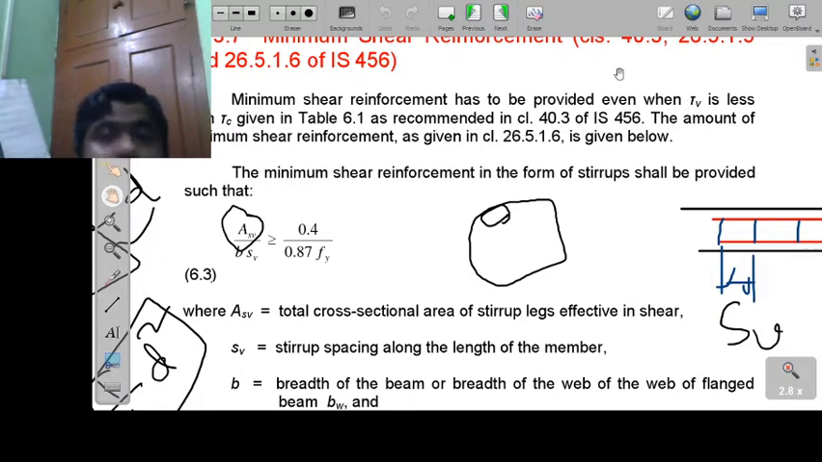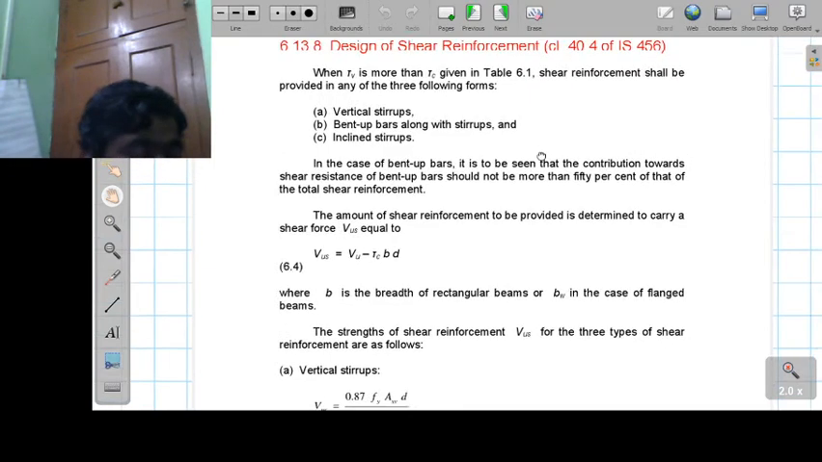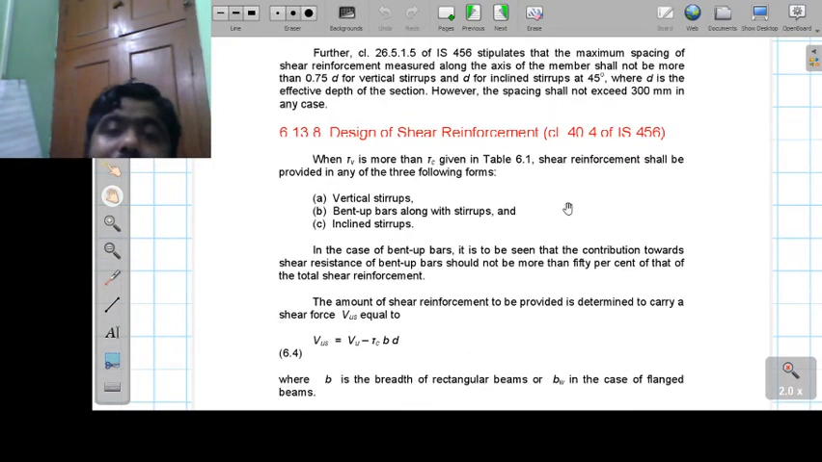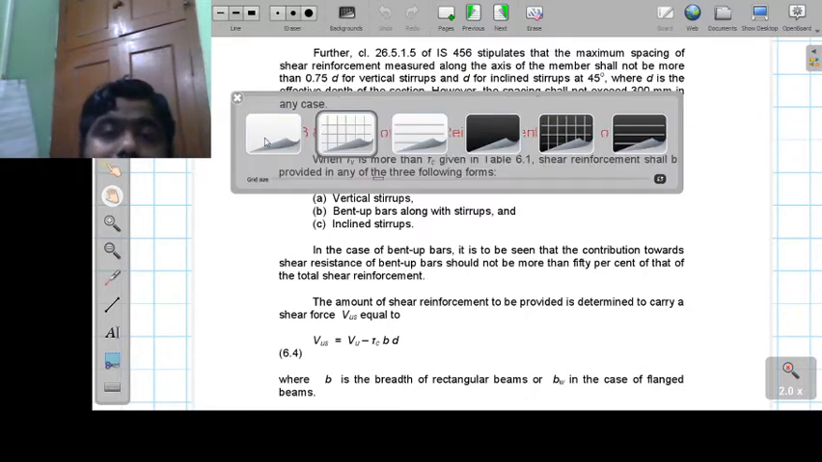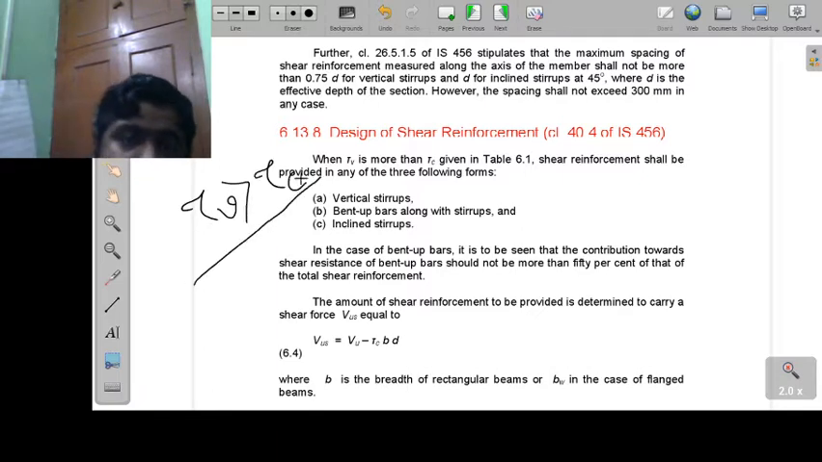tau c. Fine. Now, when to provide then shear reinforcement? That information, if you refer to clause number 40.4 of the code book, mentions that when tau v is greater than tau c, we have to provide shear reinforcement. That means when this tau v is greater than tau c, we have to provide the shear reinforcement.